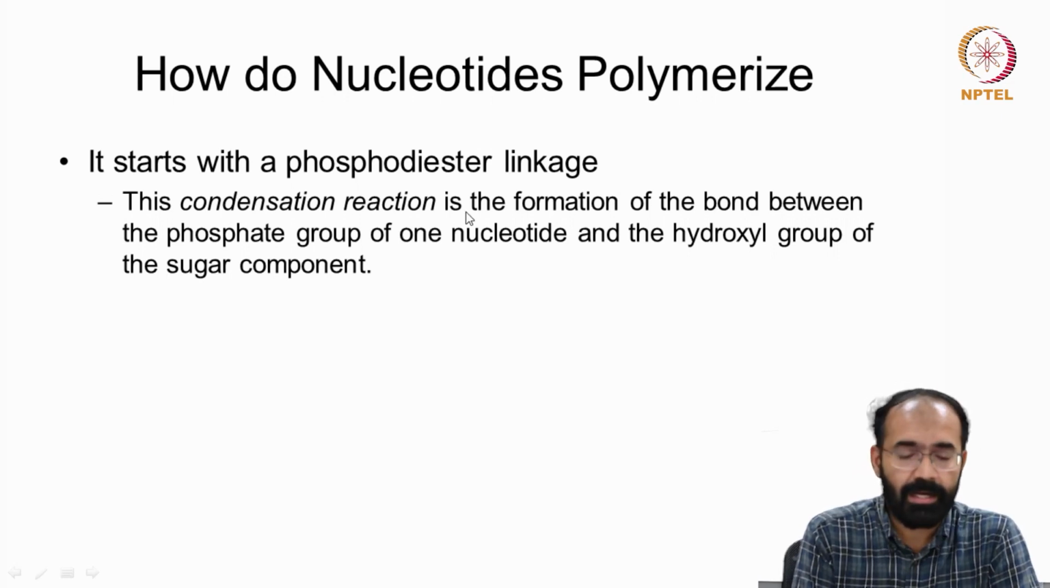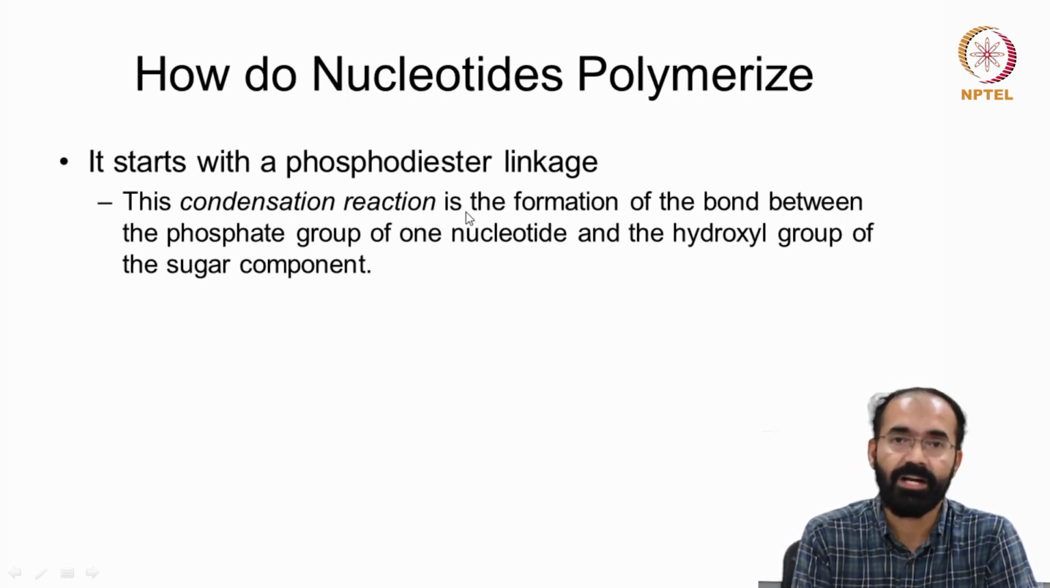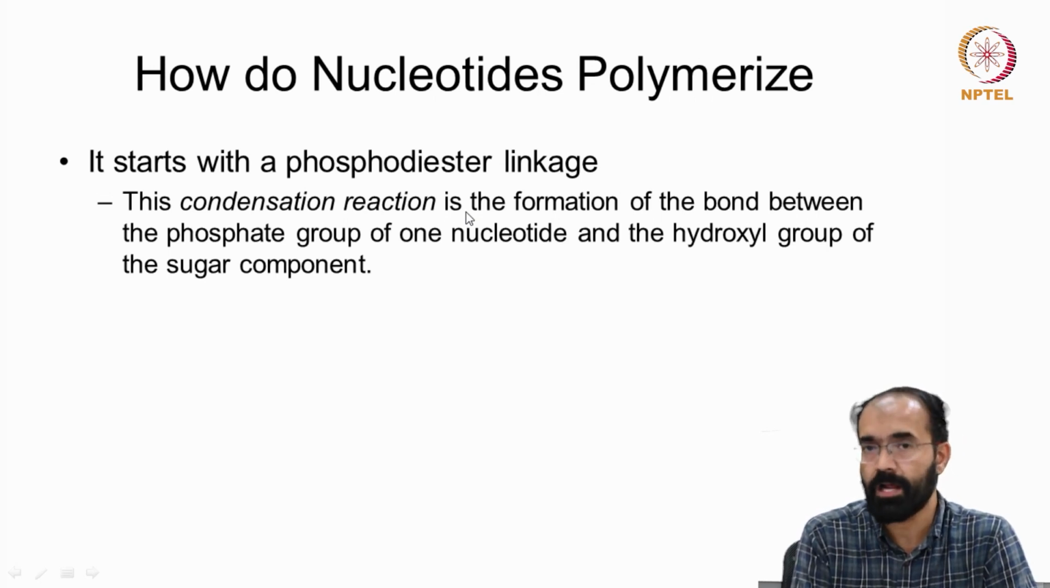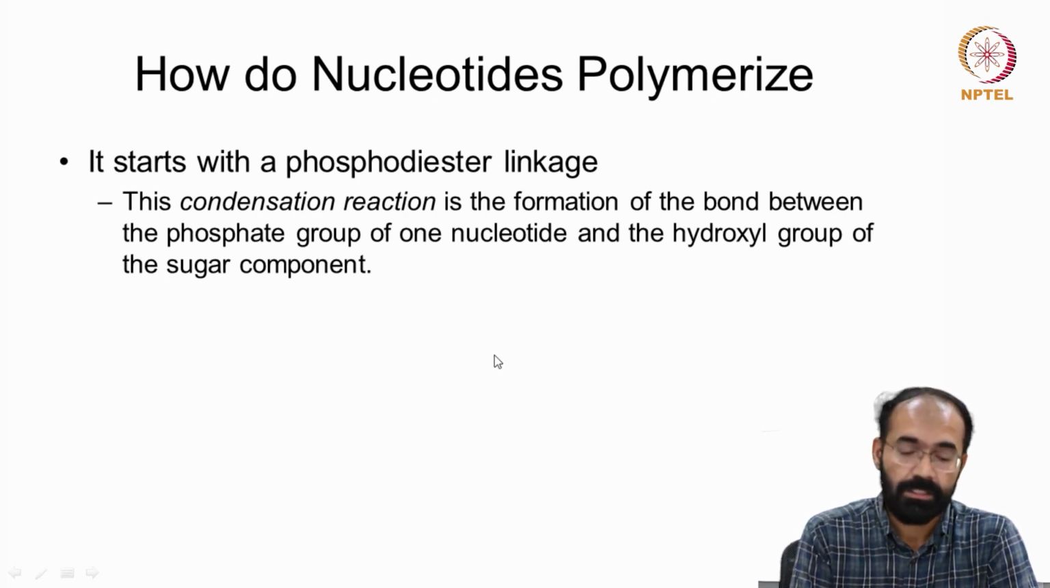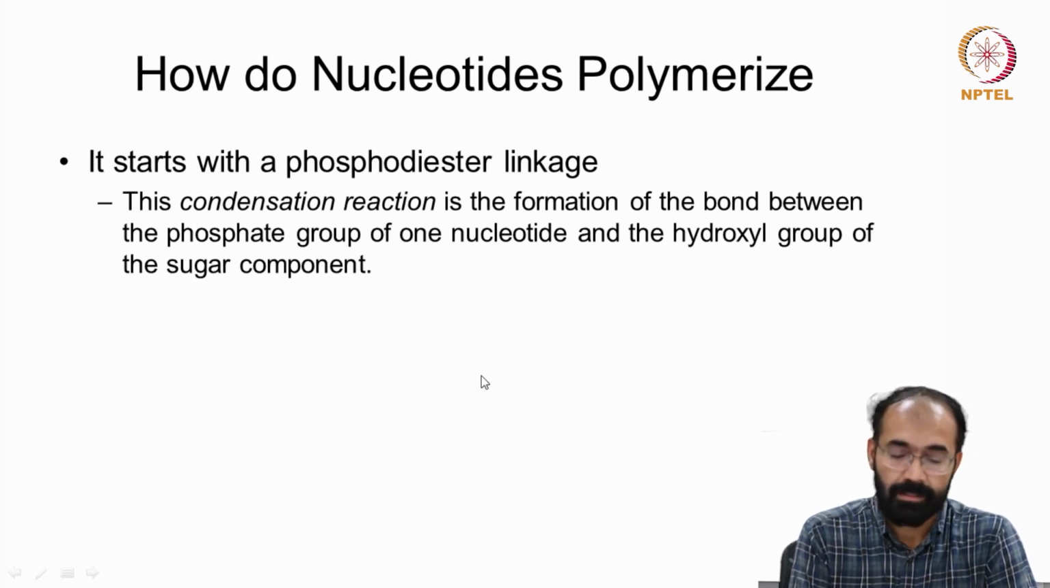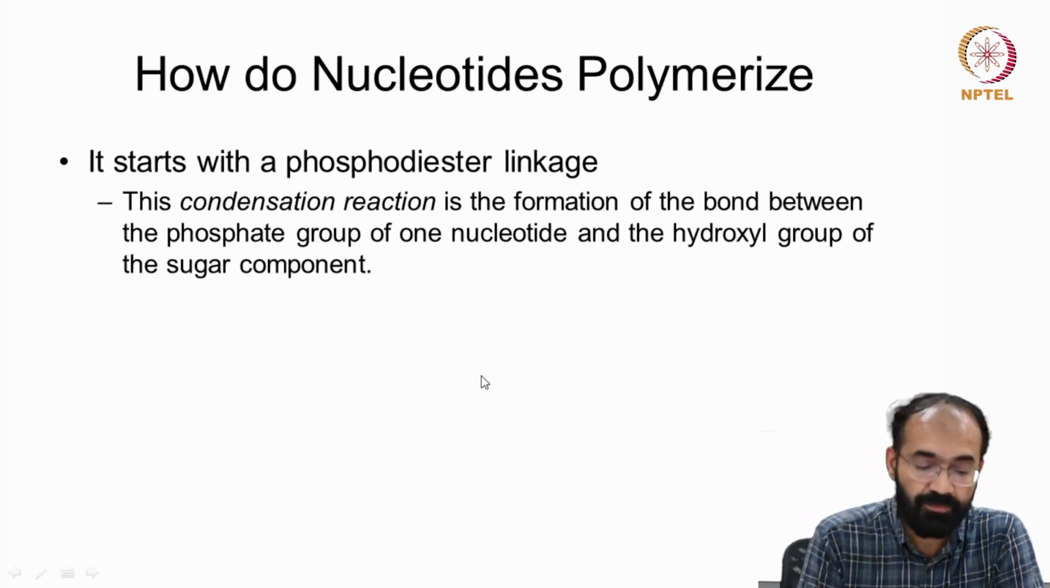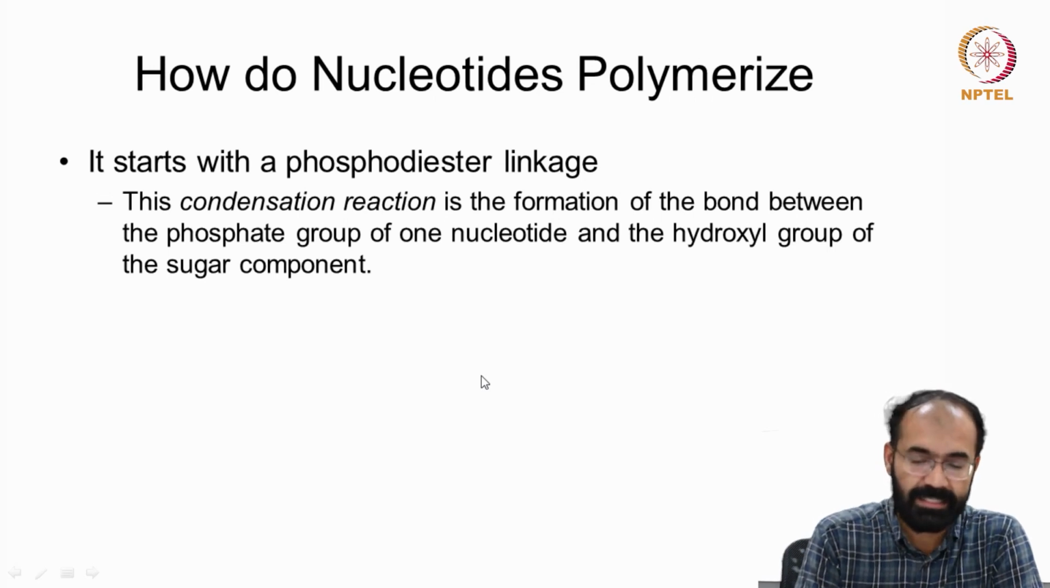And the sugar, like I told you in the previous class, it has got 5 carbon. Carbon number 1, carbon number 2, carbon number 3, carbon number 4, carbon number 5. So the phosphate reacts with the carbon number 5, and the subsequent downstream, the 3' carbon participates in the downstream, and the 5' end reacts with the phosphate group. Like that the chain continues.